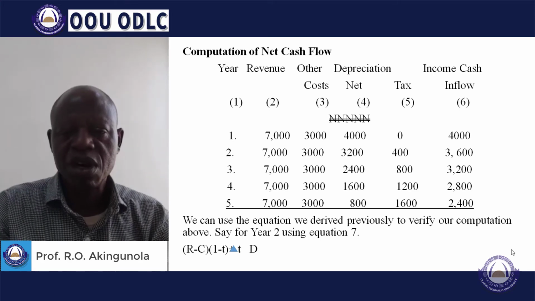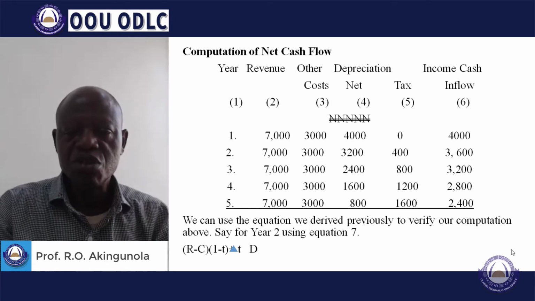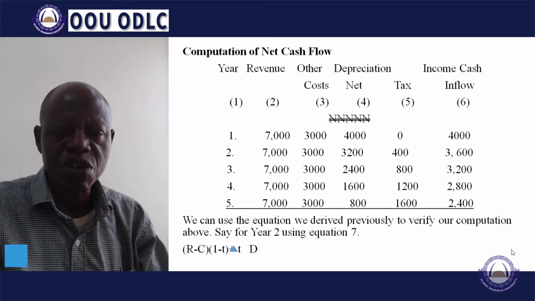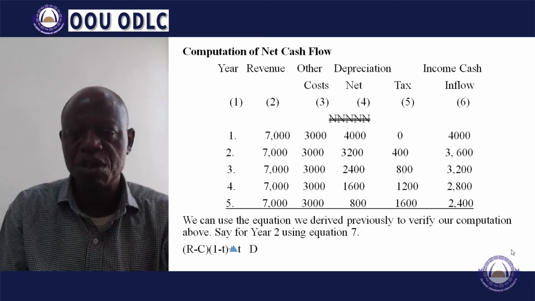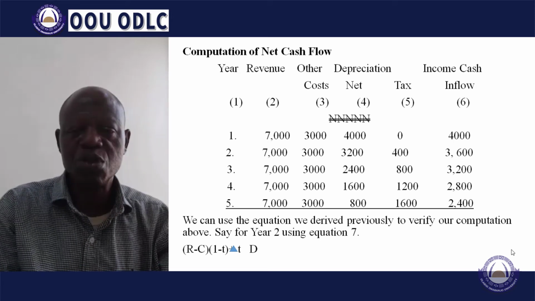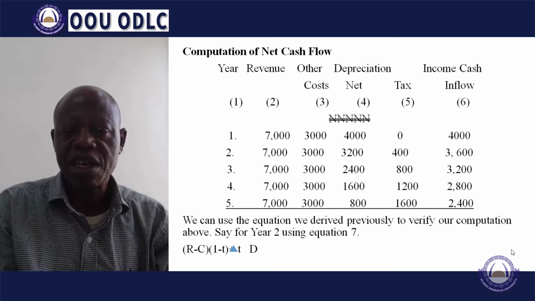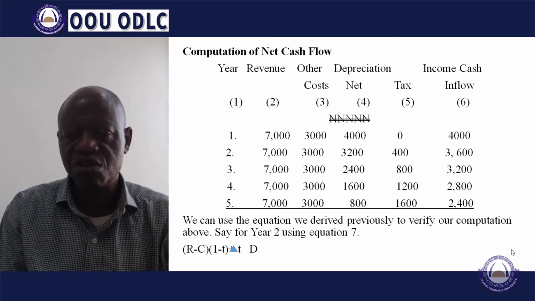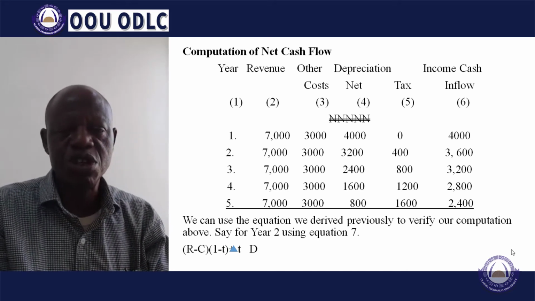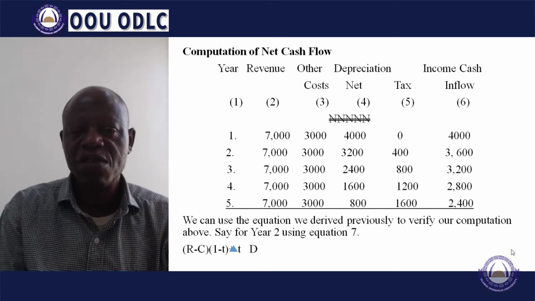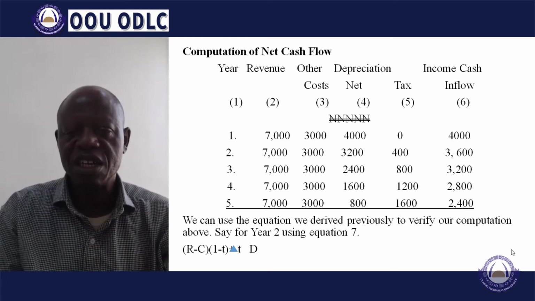You still recall how we get our 800 naira. This will be the net income of 4,000 minus depreciation of 2,400. That is 1,600, and 50% of that will be the tax, which will be 800. That is how we track the tax that is due for payment, and the tax is to be deducted from the net income of 4,000, which will give us 3,200.